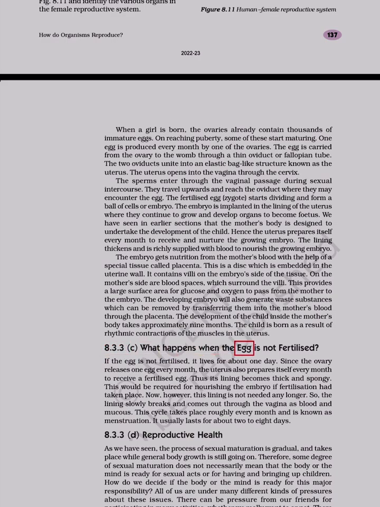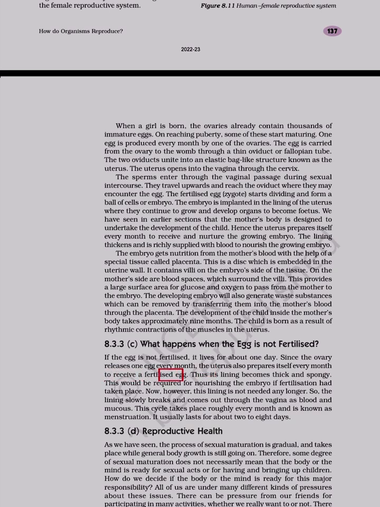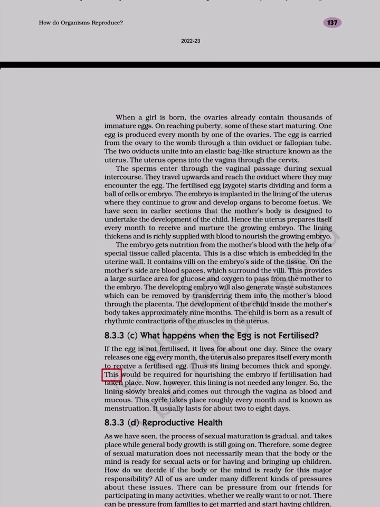8.3.3 See what happens when the egg is not fertilized. If the egg is not fertilized, it lives for about 1 day. Since the ovary releases one egg every month, the uterus also prepares itself every month to receive a fertilized egg. Thus its lining becomes thick and spongy. This would be required for nourishing the embryo if fertilization had taken place.